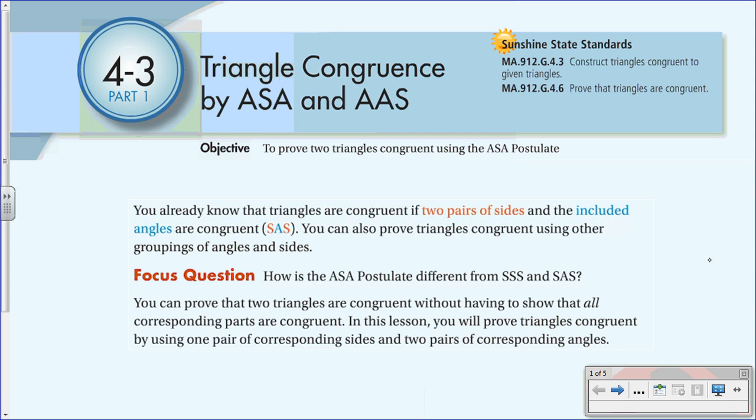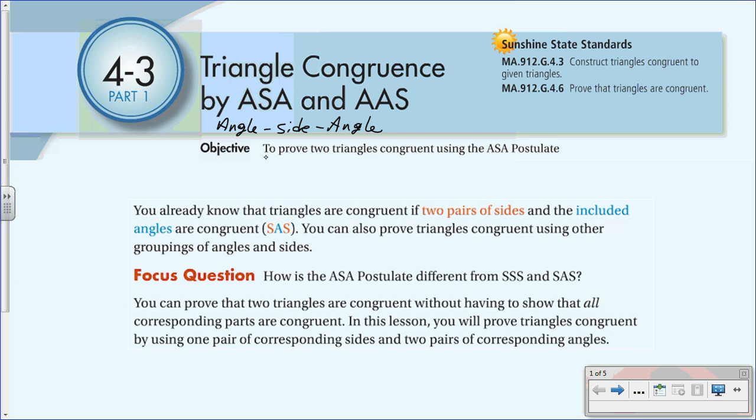4-3, Part 1, Triangle Congruence by ASA and AAS. So in this video, we're going to concentrate only on the ASA, which stands for angle, side, angle. So we're going to show how to prove two triangles congruent using two angles and one side now, instead of two sides and one angle.